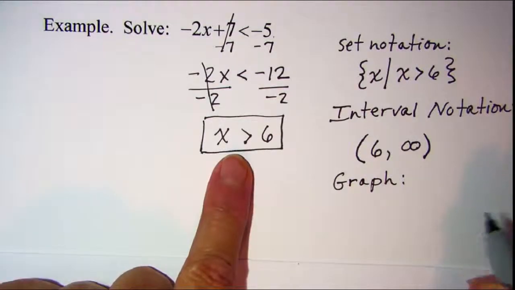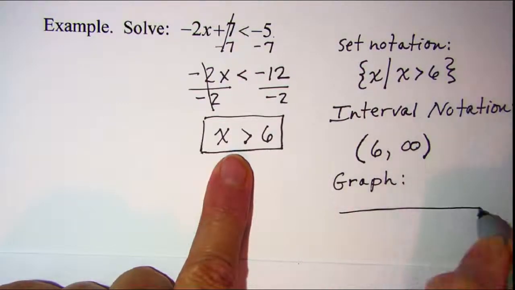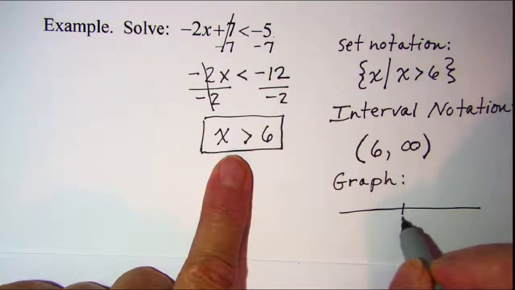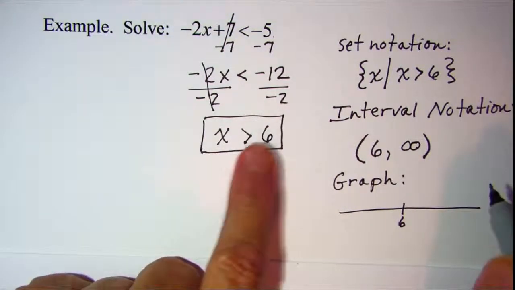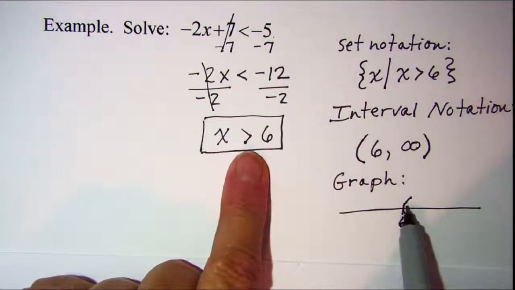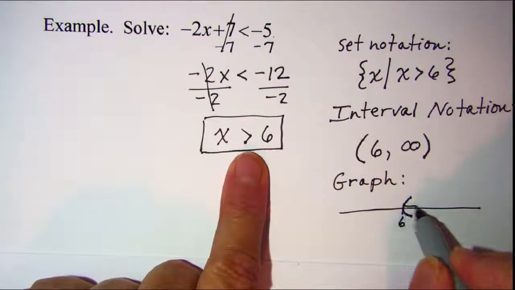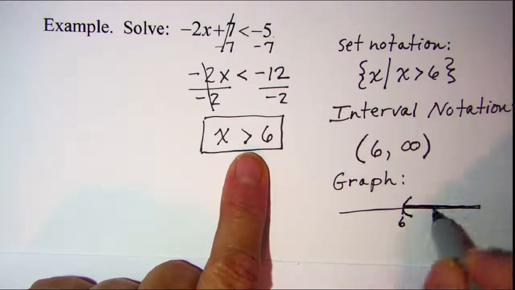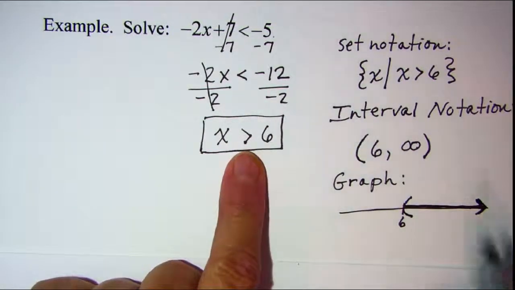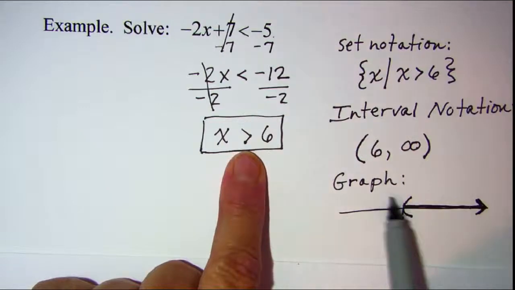The graph for x is greater than 6. We have a one-dimensional number line, and let's make this point 6. And I don't want to include the 6, so I'm going to use parentheses, but I want points that are greater than 6. So we'll darken in that number line to the right of 6, and then show the arrow. Now notice if I had less than here, I would make my parentheses go the other direction.